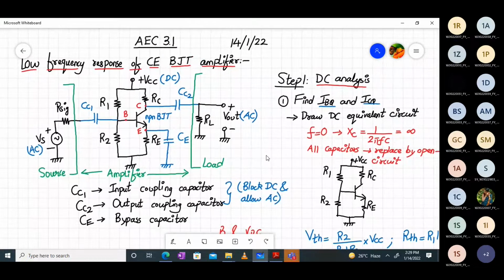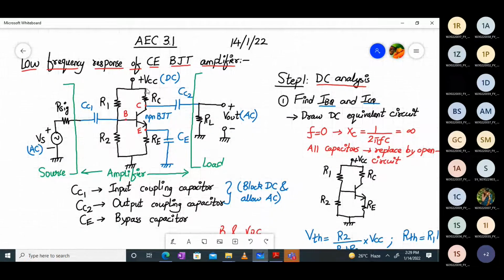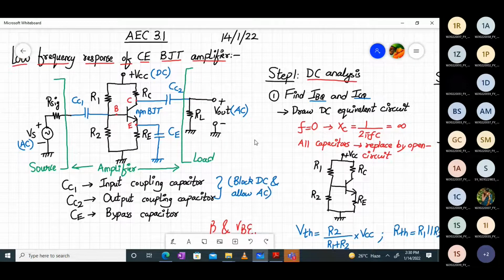See, we are not applying a DC voltage directly to a capacitor over here. DC voltage is present because of the VCC voltage, right? So R1 and R2 will provide the VB voltage, correct? And the amount of current flowing through the resistor RC will provide the voltage at the collector terminal, right? So at the collector terminal we have both AC and DC.